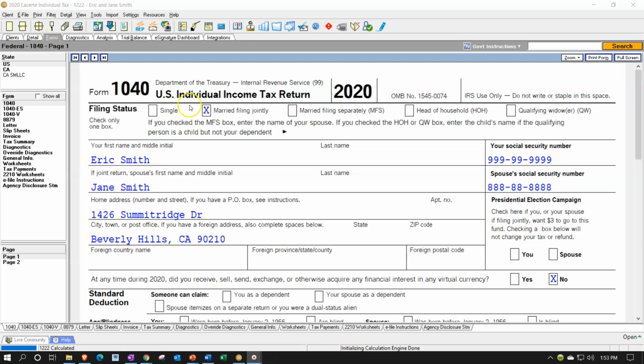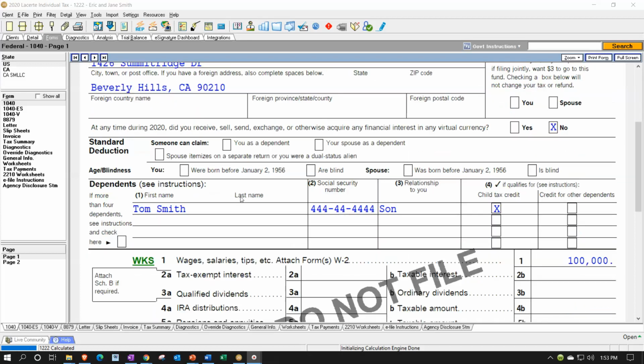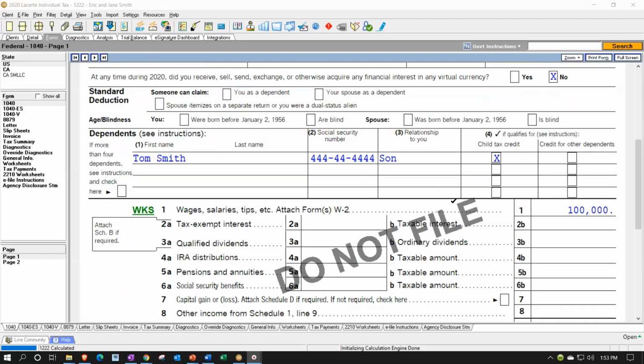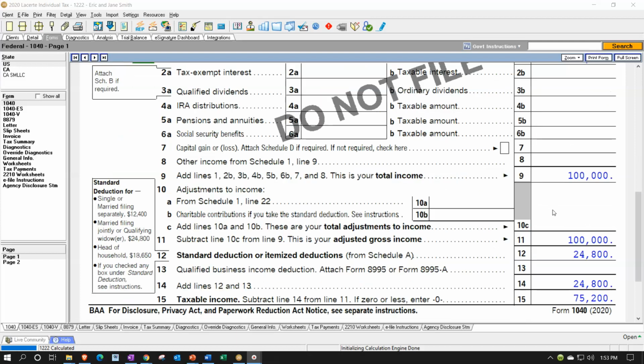Our starting point will be a married filing joint filing status with Eric and Jane Smith living in Beverly Hills 90210. We have the one dependent, that being Tom Smith, who is a qualifying child for the child tax credit. We're focusing here on the dependent care credit, but just realize qualifying child for child tax credit. We want to distinguish those two credits. We then have the $100,000 of income. We're starting off with both spouses earning some income, having earned income. That's going to be one of the requirements that we'll be considering as we go through this credit scenario.